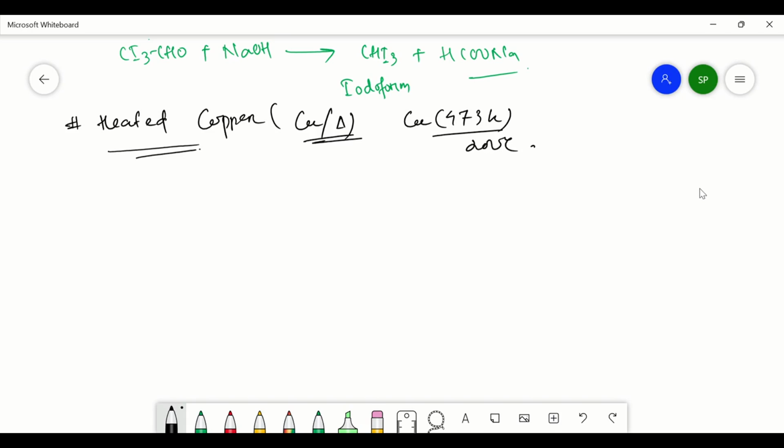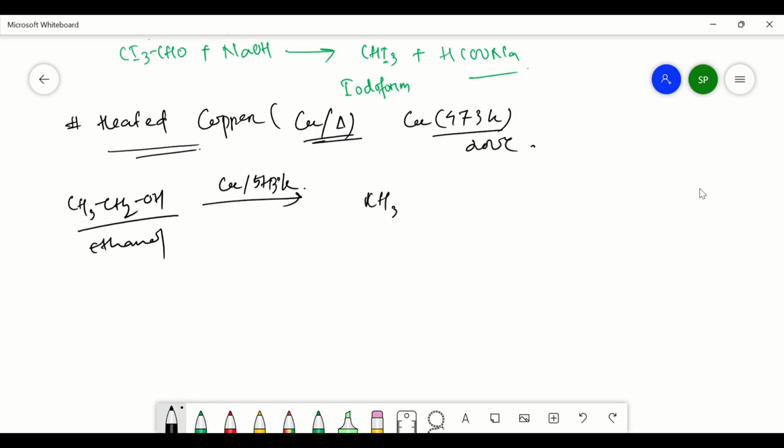So if you will see, let us consider one alcohol like CH3CH2OH, or ethanol. If we treat it with copper at 573 Kelvin, or you can say heated copper, this will produce CH3CHO, or acetaldehyde.